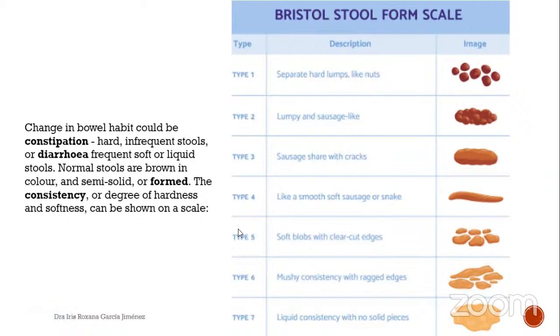All of these types are just for information for you, for making it easier, but we must consider that according to the type, according to how it works, we can talk about constipation, hard infrequent stools, or on the other hand, the opposite situation, diarrhea. Frequent soft or liquid stools, okay? Normal stools are brown in color and semi-solid or formed. When we say formed, we refer to both of these structures. The consistency or degree of hardness and softness can be shown in this scale. This scale is giving us these details, okay?